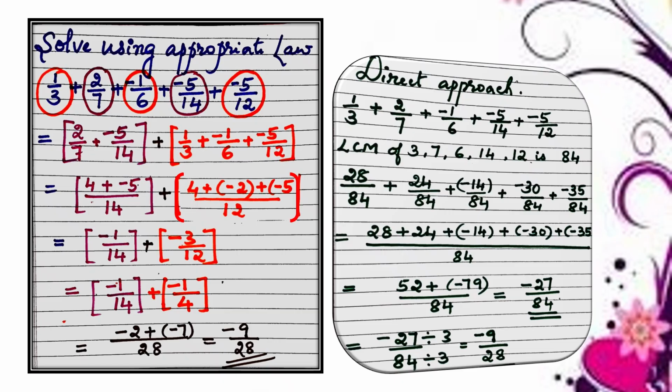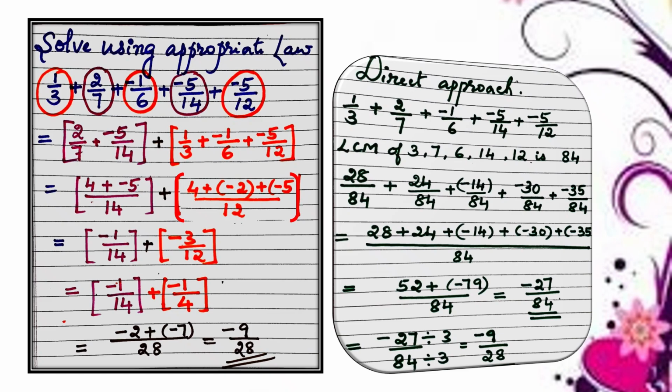Now the LCM of 14 and 4 is required, and this is 28. So accordingly, we get minus 9 by 28. It is the easiest approach, and the property used is associative property. So a question will say to solve using the appropriate law, and it is necessary to mention the name of the property. So it should be written.